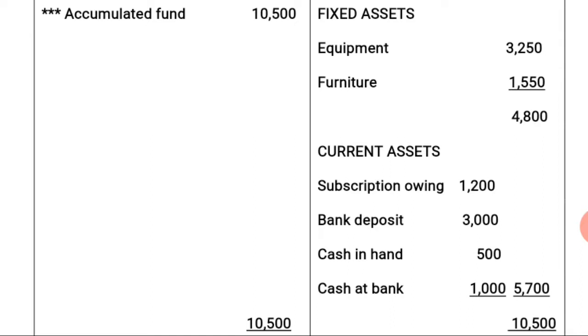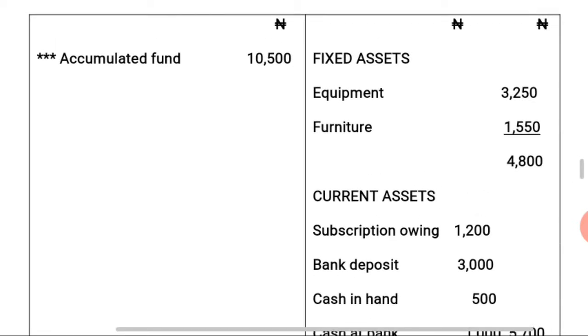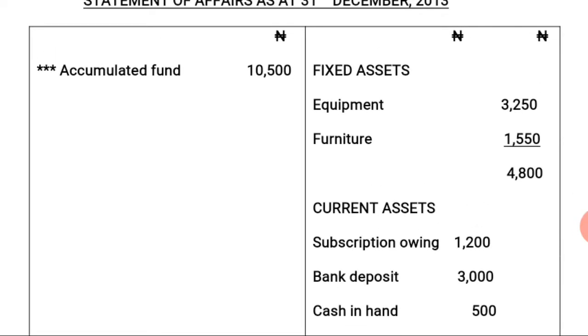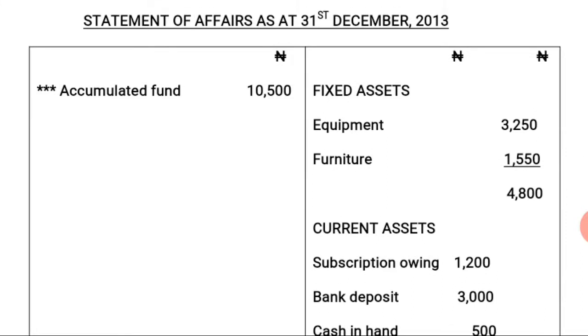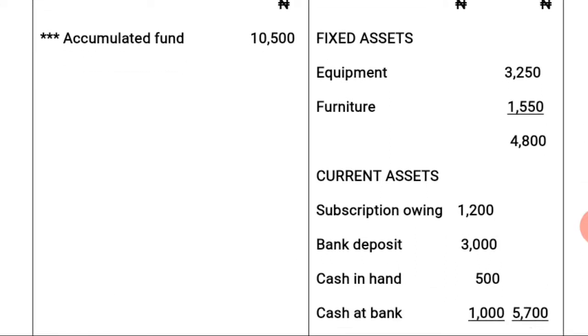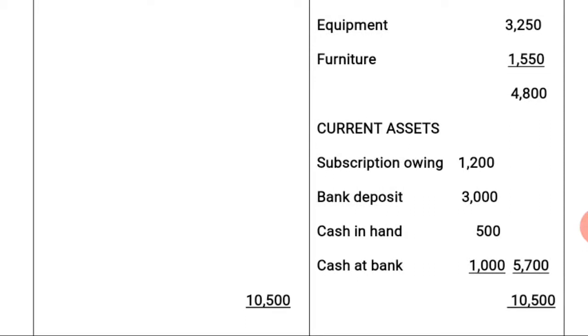our accumulated fund. And as I always tell you, the accumulated fund of a non-profit making organization is the same as the capital of a profit making organization. So the accumulated fund derived from this statement of affairs as at the end of the year 2013 is now 10,500 naira. So we have a total of 10,500 on both sides.